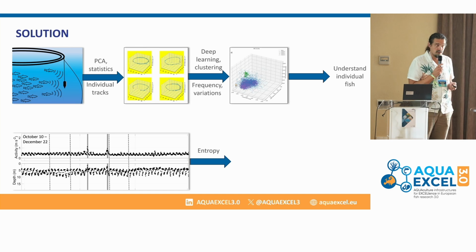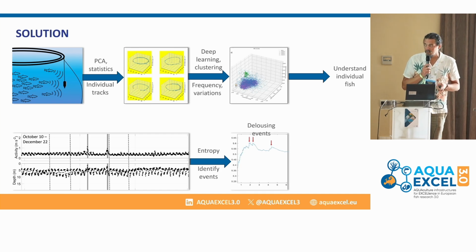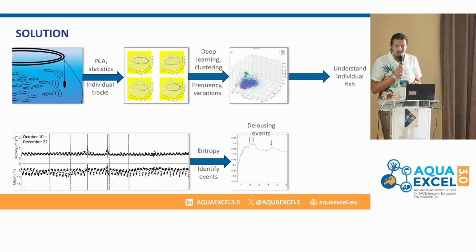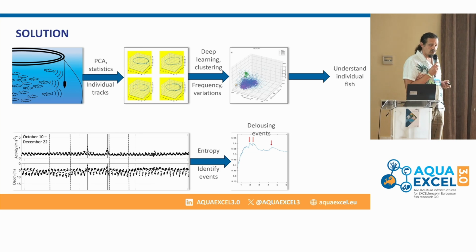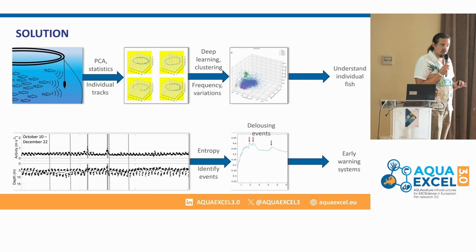So then we use the concept of entropy, which is basically a measurement of how much information varies over time. And this allowed us to identify clear peaks in the signal entropy of the data that coincided with delousing events. So this told us that it is possible to gain early warning systems without even having to care about the data values you're measuring, just looking at the variations in the signals.